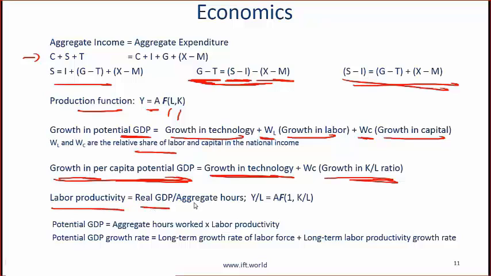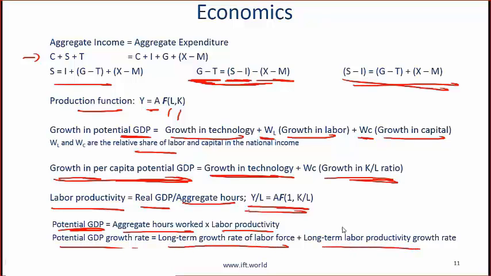Okay, so what is labor productivity? It's the real GDP divided by aggregate hours worked, and it can also be written like this. Potential GDP is the aggregate hours worked times labor productivity, and potential GDP growth rate simplistically depends on the long-term growth rate of the labor force and the long-term labor productivity. So ideally you want a labor force that's growing and a labor force that is also more productive.